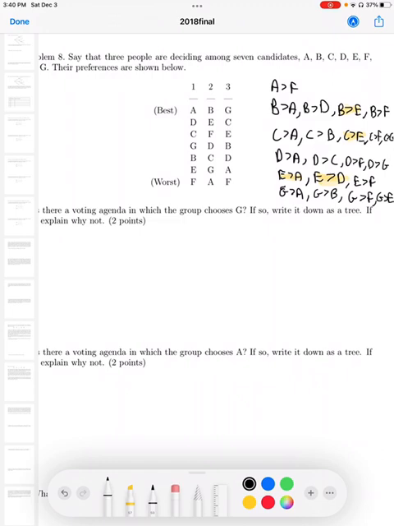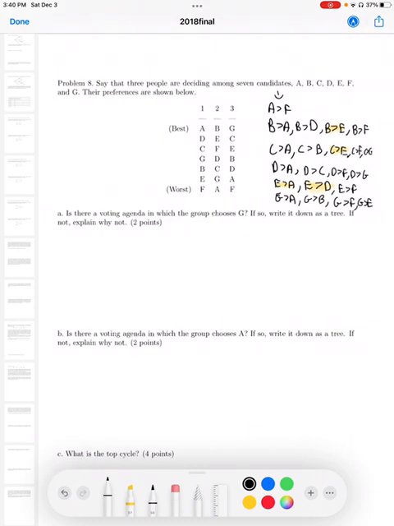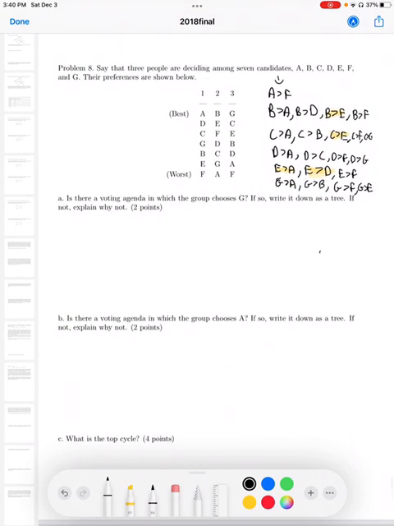So now that we have all these possibilities, we could go ahead and answer question A. Is there a voting agenda in which the group chooses G? If so, write this down as a tree. To write a voting agenda, the way we do it is like an extensive form game. It's going to end up looking something like this, with the candidates being right here, X, Y, Z, and so on. And the payoffs are going to obviously be right here.